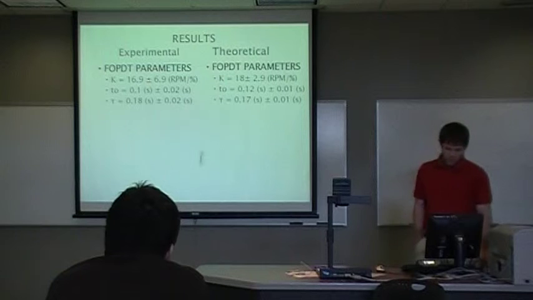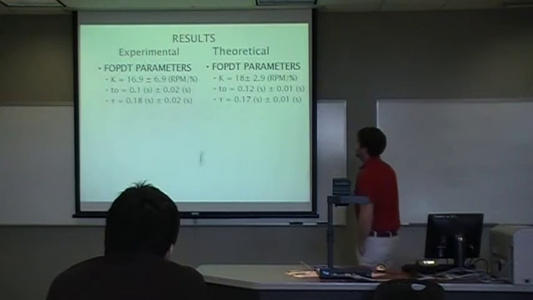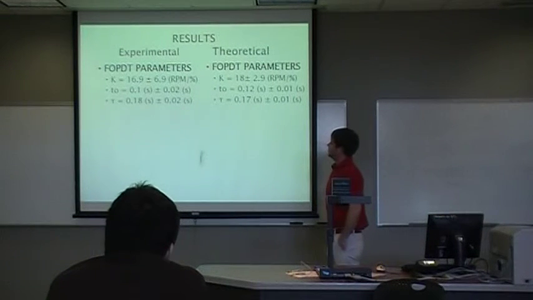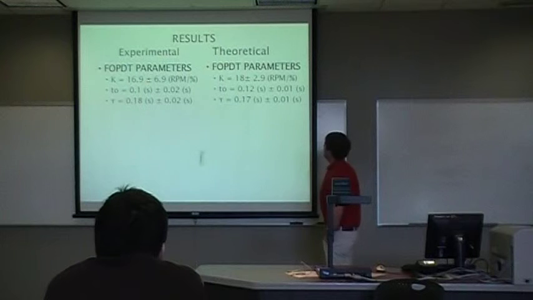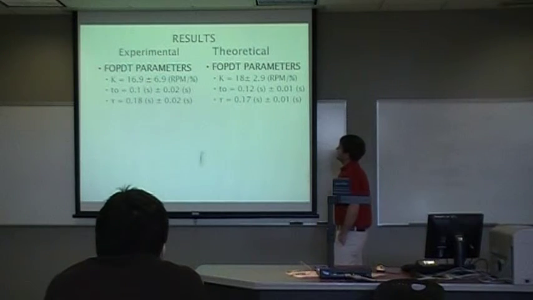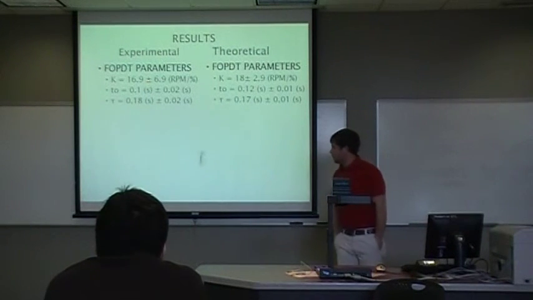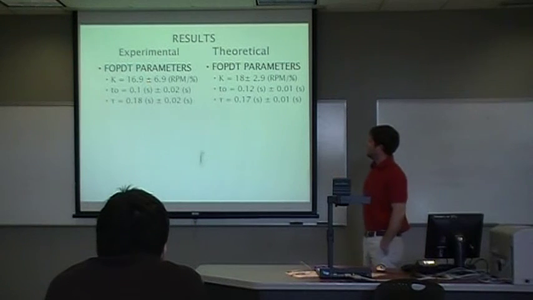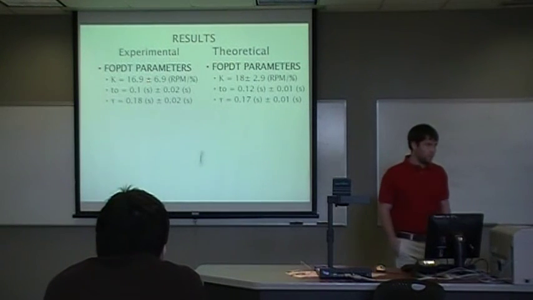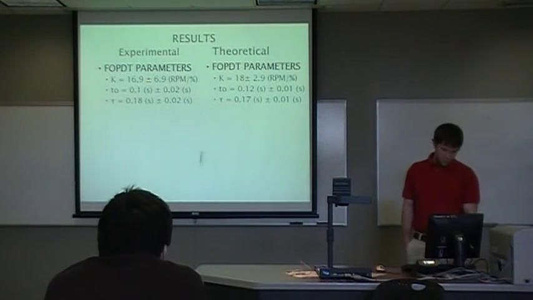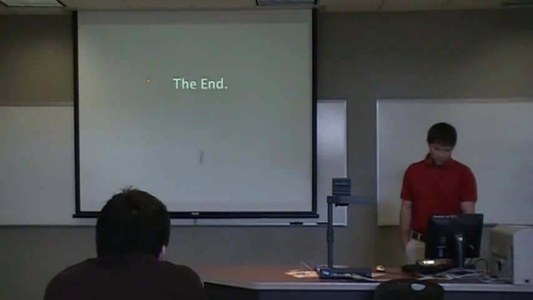So, results, comparing the experimental and theoretical: our experimental average gain was 16.9 plus or minus 6.9 RPM per percent, and for the theoretical, it's 18 plus or minus 2.9 RPM per percent. That's pretty close. And same for the dead time, 0.1 plus or minus 0.02, and then 0.12 plus or minus 0.01. And then for the time constant, 0.18 plus or minus 0.02, and 0.17 plus or minus 0.01.